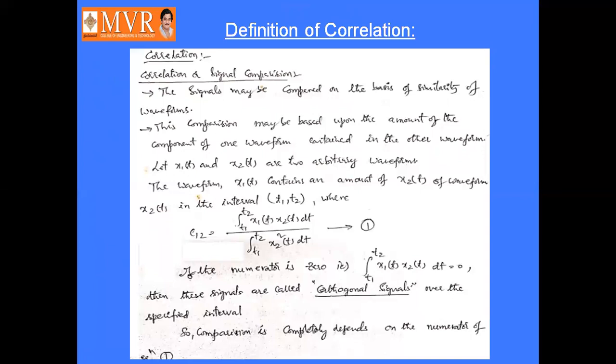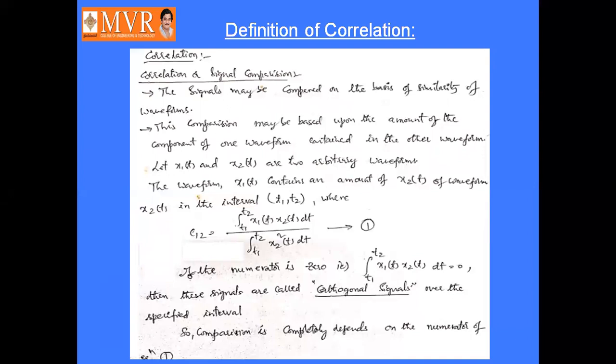What is meant by correlation? Correlation means nothing but comparison. We will compare two signals, the similarity of two signals. So the signals will be compared on the basis of similarity of waveforms. This comparison may be based upon the amount of the component of one waveform contained in the other waveform. So let us take two waveforms, x1 of t and x2 of t. These two are arbitrary waveforms.